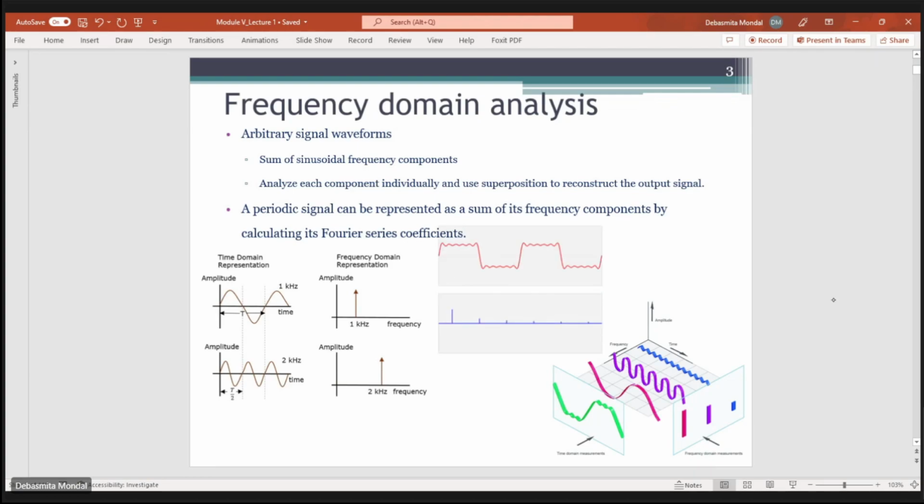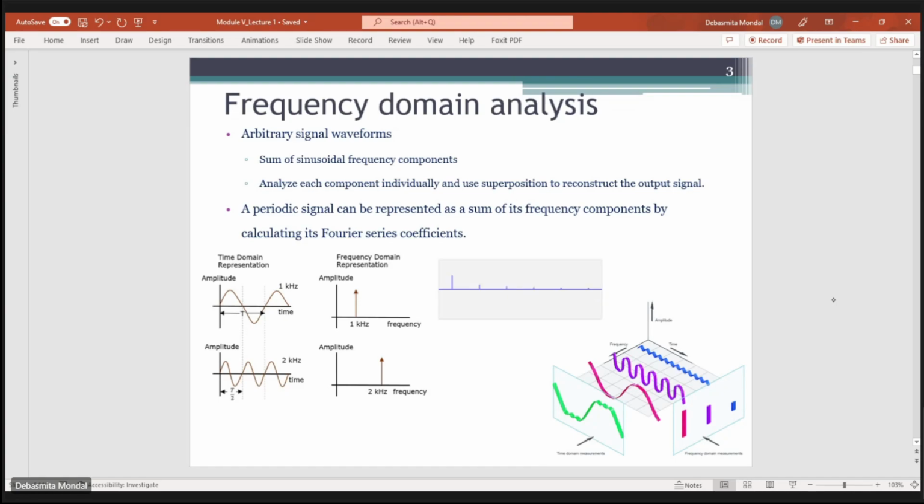So you can say that a periodic signal can be represented as a sum of its frequency components. The frequency components are calculated by the Fourier series coefficients. Let's see an example. Let us say you have a sinusoidal signal of a fixed frequency. This is a sinusoidal signal of 1 kilohertz frequency. This is the time domain representation, so the x-axis is time and the y-axis is the amplitude, and the frequency of the sinusoidal signal is 1 kilohertz.